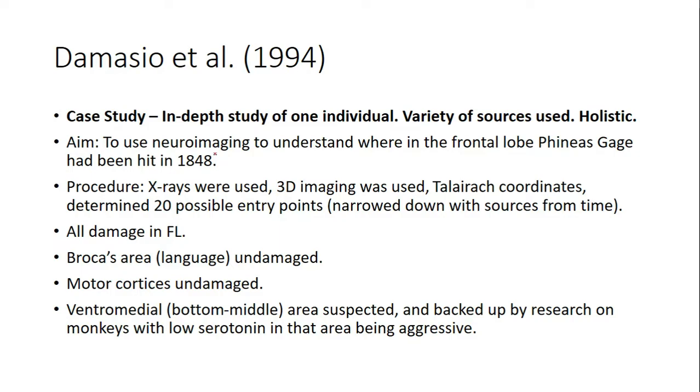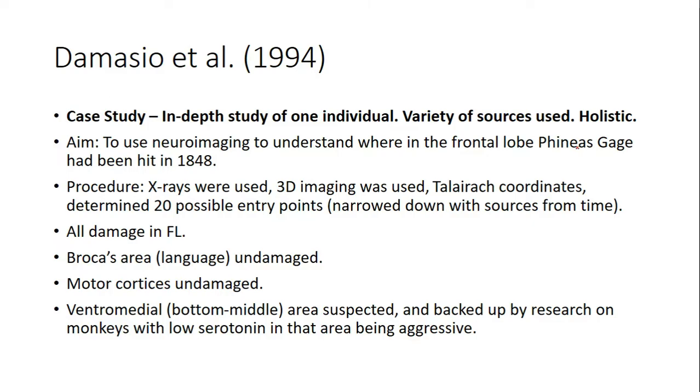So the aim was to use neuroimaging to understand where in the frontal lobe Phineas Gage had been hit in 1848. So some context here. Phineas Gage was a railway worker, and he was basically tamping some dynamite, I think it was, with a tamping rod into a hole, and it just exploded, and the tamping rod went through his head. Unfortunately, he survived, but he was noticed to be more aggressive after the accident. There's plenty of videos on it. I'll actually put one up in the corner so you can have a look and learn about Phineas Gage, because the context is kind of important.